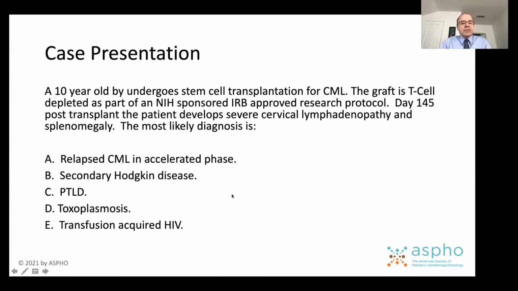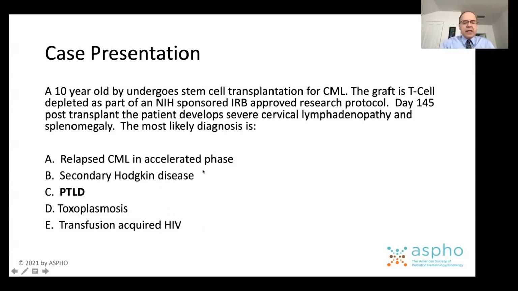Let's have a case here. 10-year-old undergoes transplantation for CML. The patient is T cell depleted, and on day 145, he develops significant cervical lymphadenopathy and splenomegaly. So, what is the most likely diagnosis? Relapse CML, secondary Hodgkin's, PTLD, toxo, transfusion acquired HIV.